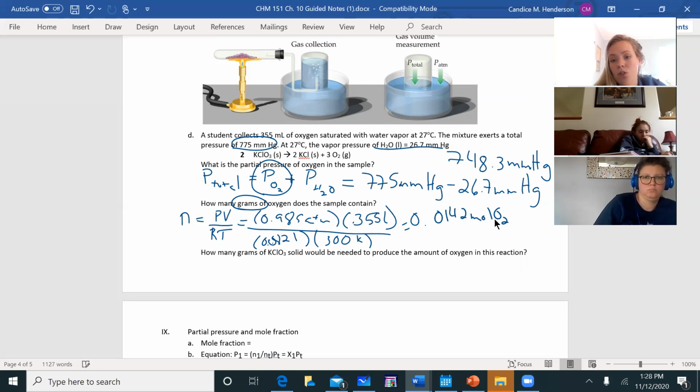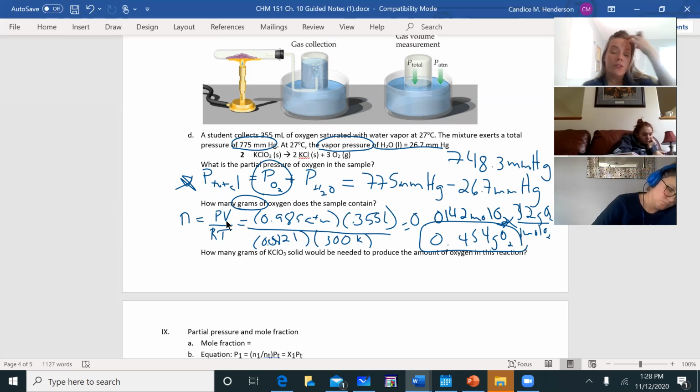Does the problem want moles? No, it wants grams. So just a quick conversion, right? 1 mole of O2 is equivalent to 32 grams of O2, 32 because we're dealing with the diatomic. So now I have 0.454 grams of O2. So I was able to figure out how many grams of O2. Again, anytime you see that word vapor pressure, make sure you're taking this step in there.